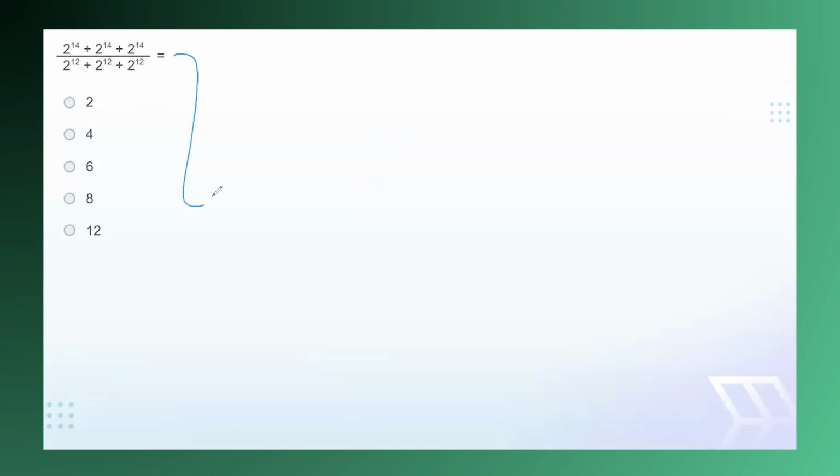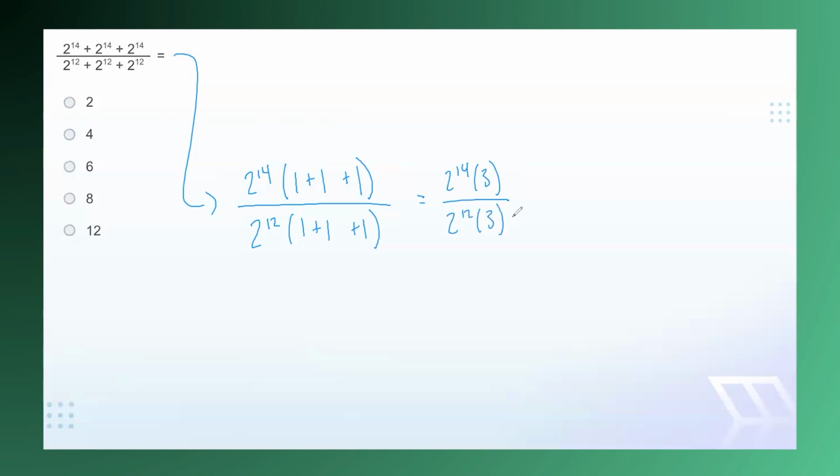So in my numerator, I can factor out a 2 to the 14, leaving me 1 plus 1 plus 1 in my parentheses. Same approach in the denominator. I can factor out a 2 to the 12, again leaving me with 1 plus 1 plus 1. Simplifying a bit, I have 2 to the 14 times 3 over 2 to the 12 times 3, which is exactly the same thing that we had before, just arranged slightly differently. So at this point, I would do exactly what I did before, simplify by canceling out my 3's and then applying my quotient rule to get 2 to the 2, or 4.